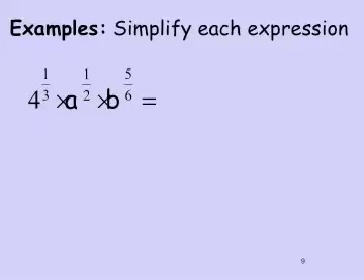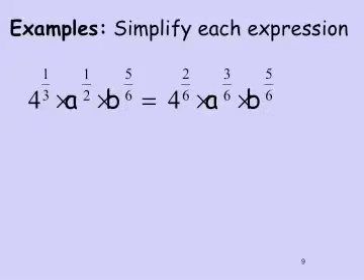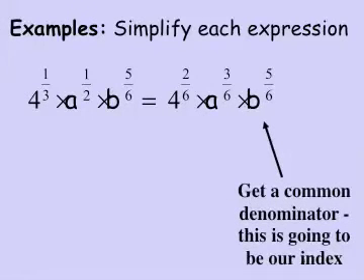And again, I apologize for the way this is translating to the Mac. But we have 4 to the 1/3 times a to the 1/2 times b to the 5/6. We'll want to get each of these exponents as a common denominator so that we can use that common denominator as our index or our root. So you can see here we've turned the 1/3 into 2/6 and the 1/2 into 3/6. So everything is in sixths.